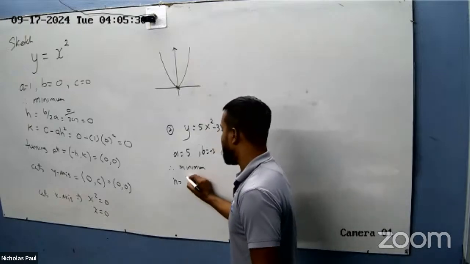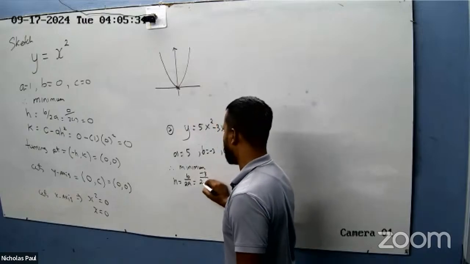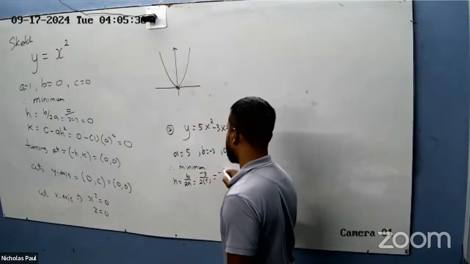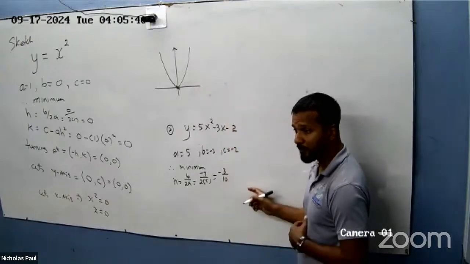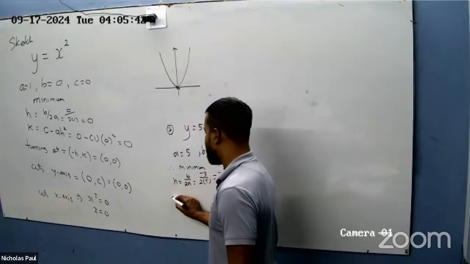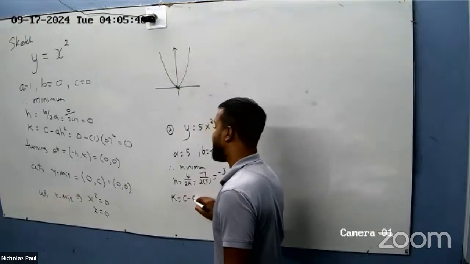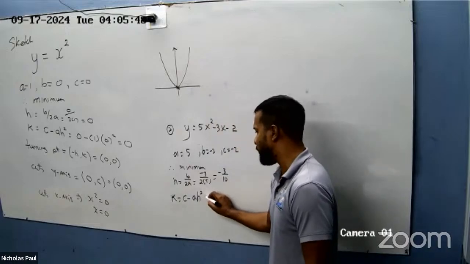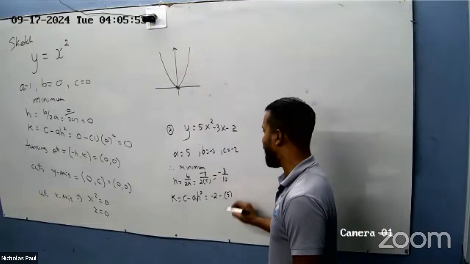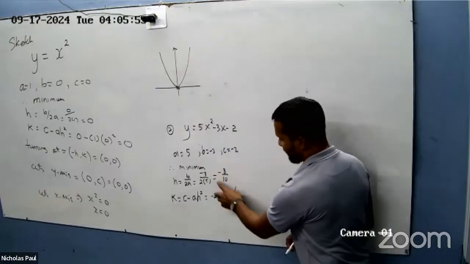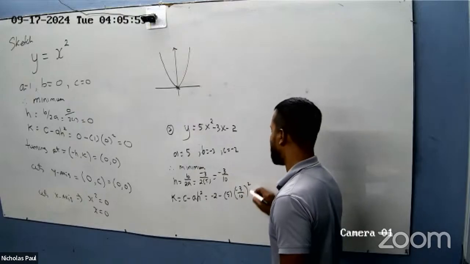H is B over 2A, which is minus 3 over 2 times 5, which is minus 3 on 10. Everybody okay with that? Right, now you want to find K. K is equal to C minus AH squared. C is minus 2, A is 5, and for H you put in this value here, minus 3 on 10, squared.